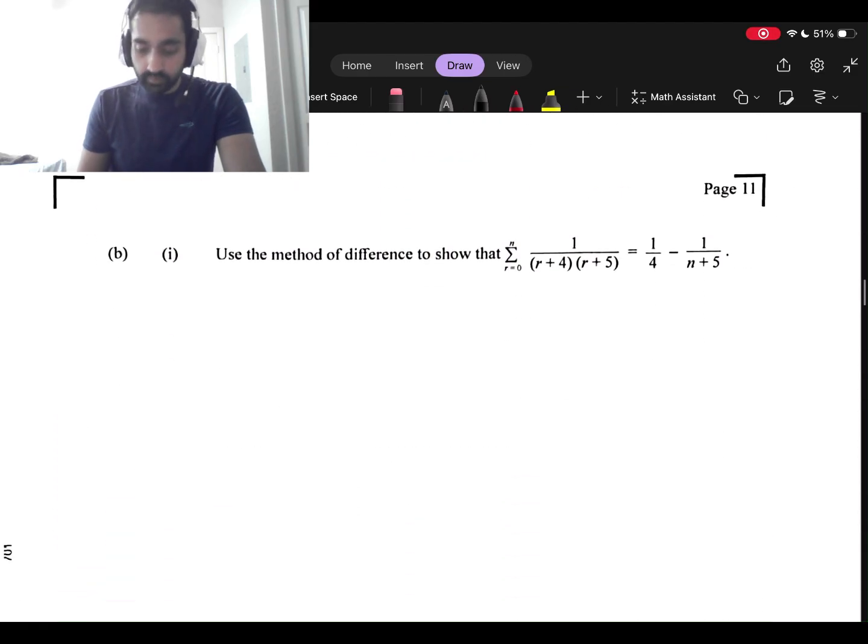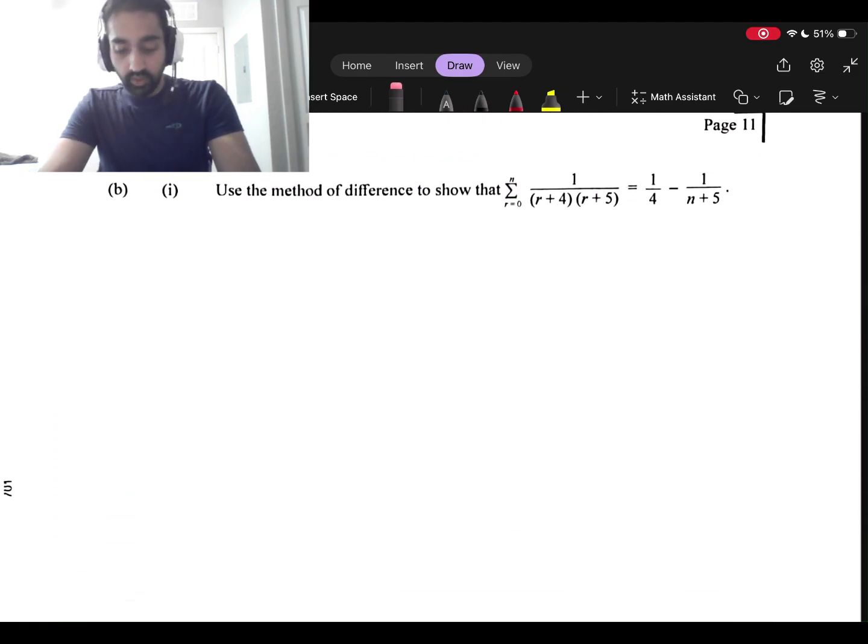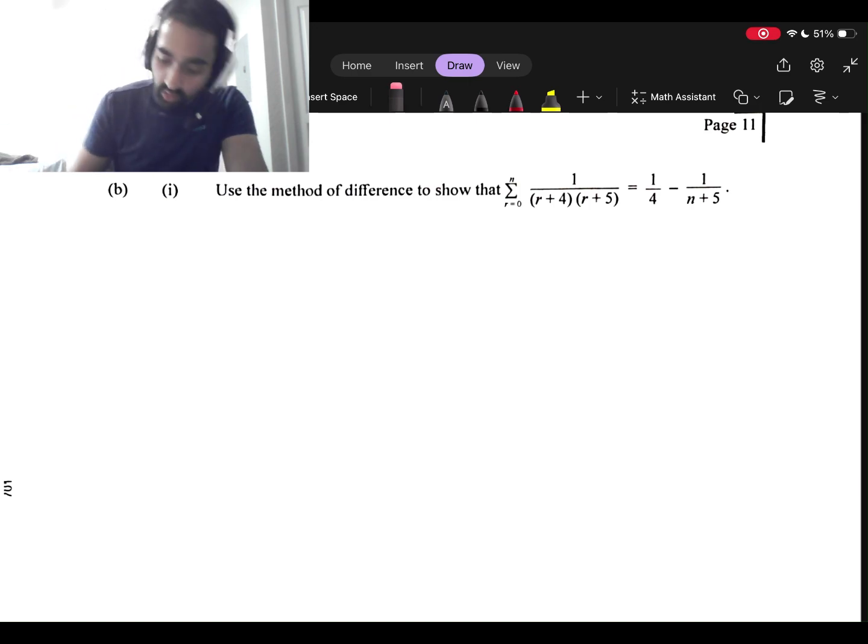Okay, Part B. Use the method of differences to show that the summation, r going from 0 to n, of 1 over r plus 4 times r plus 5, is equal to 1 over 4 minus 1 over n plus 5. Okay, so let's do this. The first thing is to remember what method of differences is. It's basically saying when you have a lot of things canceling, you could just use the first and last term. That's basically what it's saying, but let's go through this problem.